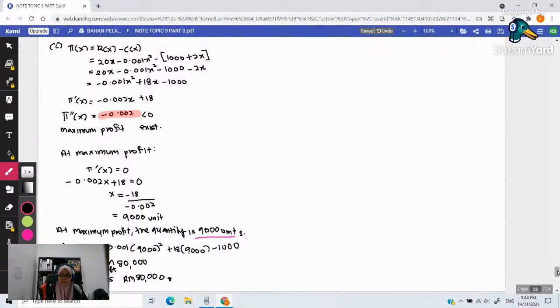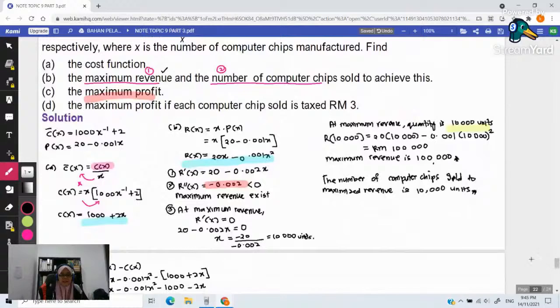Compared to the previous, if the company wants to maximize the revenue, they need to sell 10,000 units. They depend on the situation.